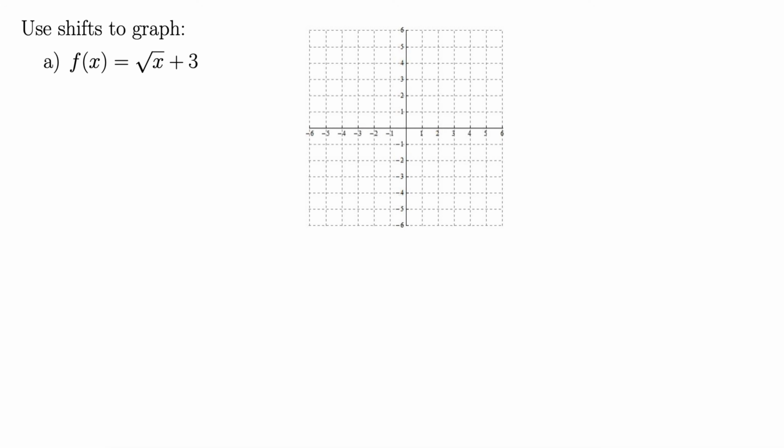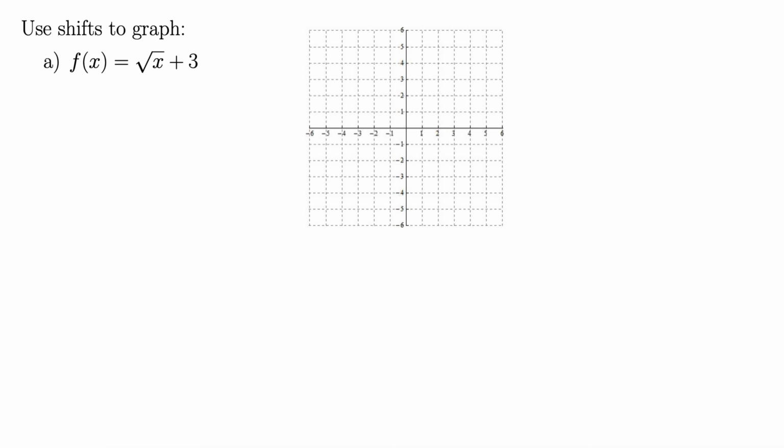This example asks us to use shifts to graph the function f of x equals square root of x plus 3. Okay, so we don't want to just dive right into plotting points for this one. If you're in that habit, get out of that habit. Instead, we want to take this base function of f of x equals square root of x and then shift it using our shifts and translations and all that.